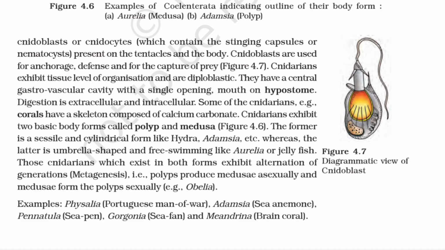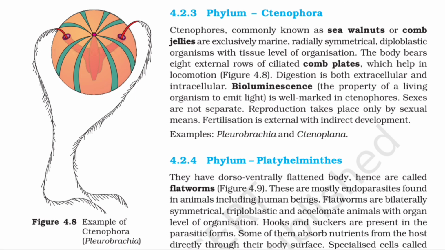Example: Obelia. Examples of this phylum are Physalia, also known as Portuguese man of war, Adamsia, also known as sea anemone, Pennatula, also known as sea pen, Gorgonia, also known as sea fan, and Meandrina, also known as brain coral. 4.2.3 Phylum Ctenophora. Ctenophores, commonly known as sea walnuts or comb jellies, are exclusively marine, radially symmetrical, diploblastic organisms with tissue level of organization. The body bears 8 external rows of ciliated comb plates which help in locomotion, figure 4.8.